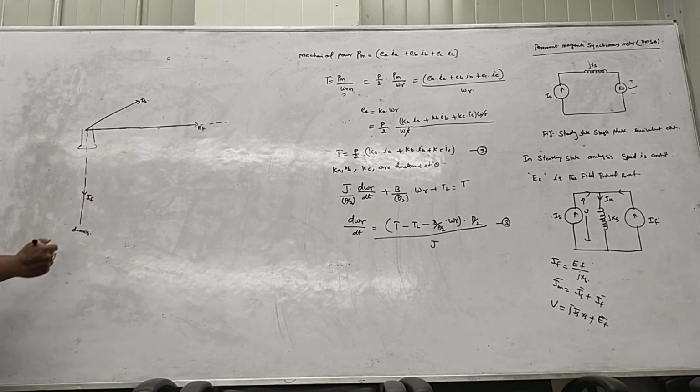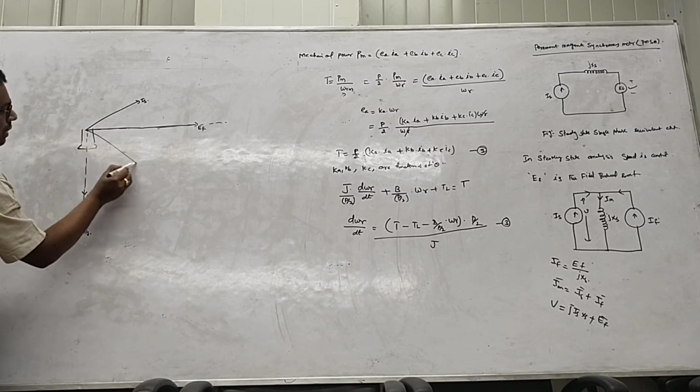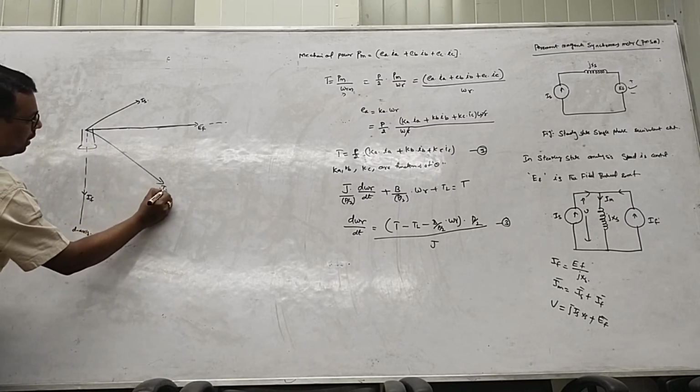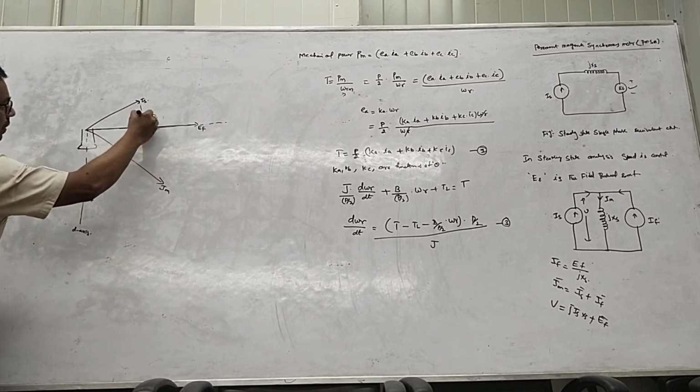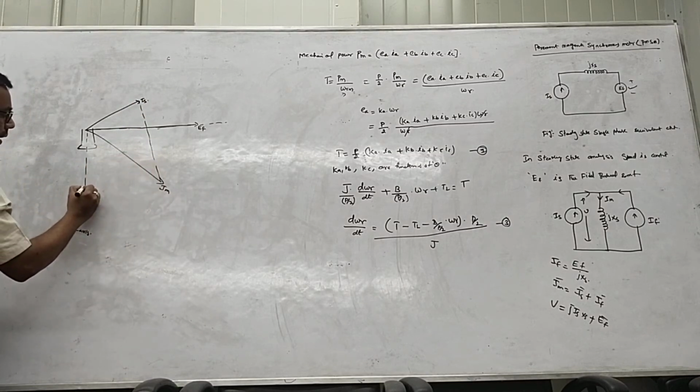So the phasor sum of Is, you see, is the magnetizing component of current. So this value is the magnetizing component of current Im, which is a phasor sum of Is and If.